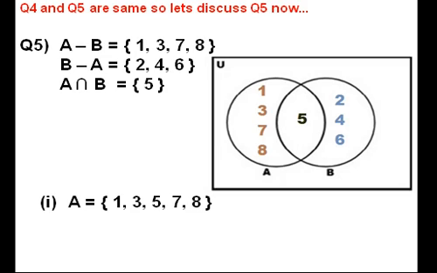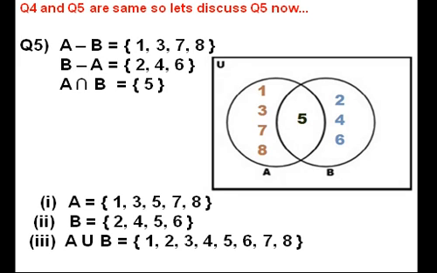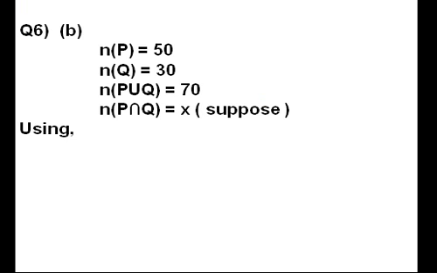Okay, the first part is to find the elements of A. So everything will be included, whatever is there within the circle of A in the Venn diagram. So it will be {1, 3, 5, 7, 8}. Set B will be equal to {2, 4, 5, 6}. Remember, the common part will be included. The third part is A union B. We are going to pick up all the elements from both the sets, including the common one: 1, 2, 3, 4, 5, 6, 7, 8. No repetition is allowed.